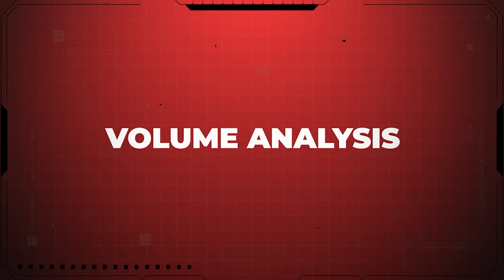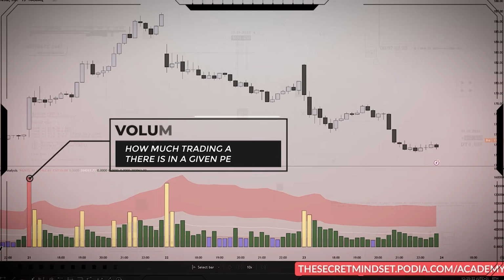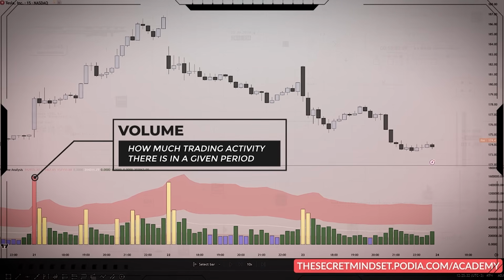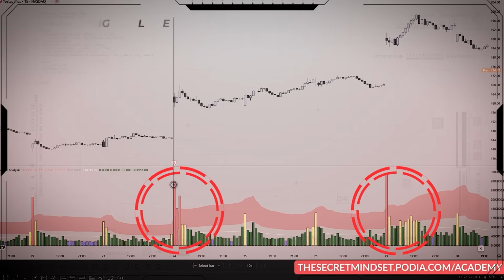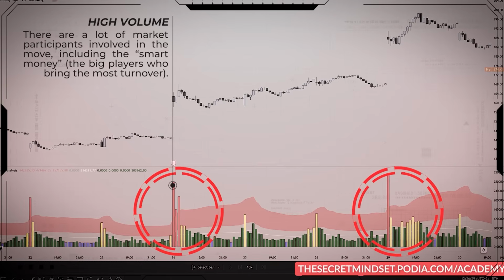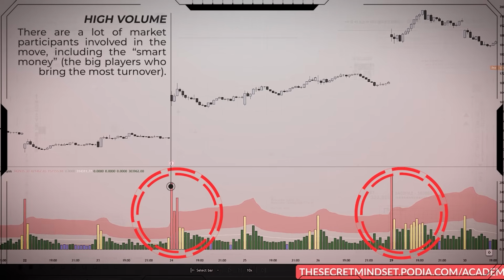Volume is also important in technical analysis. It basically tells you how much trading activity there is in a given period. When volume is high, it means there are a lot of market participants involved in the move, including the smart money, the big players who bring the most turnover.